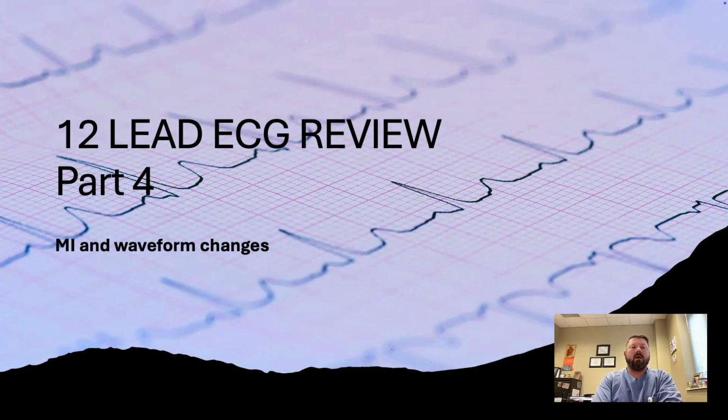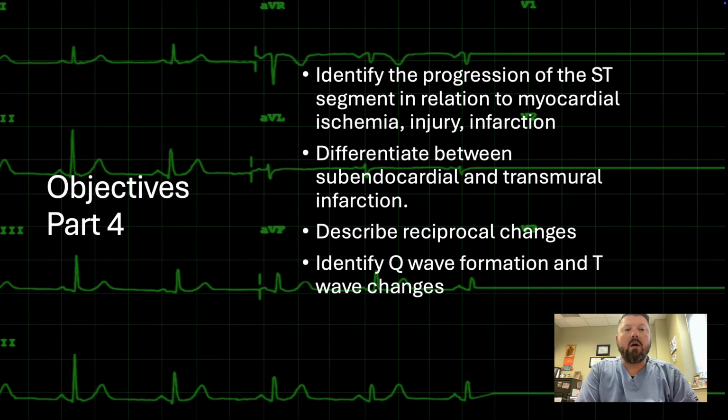Part 4 of the ECG review, we're going to talk about some aspects of MI, what to look for on the 12 lead. We're going to talk about the progression of the ST segment. We're also going to talk about some waveform changes, including the ST segment elevation or depression, T-wave inversion, Q waves, and dynamic changes with the T-wave. So our objectives: number 1, identify the progression of the ST segment in relation to myocardial ischemia, injury, or infarction. Differentiate between subendocardial and transmural infarction. Describe reciprocal changes, and identify Q wave formation and T wave changes.